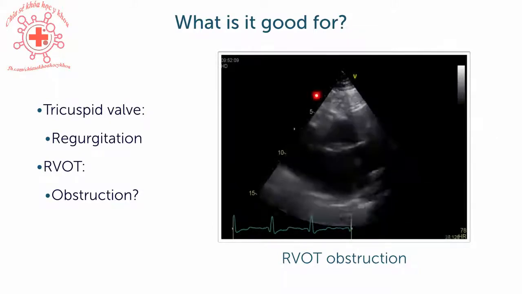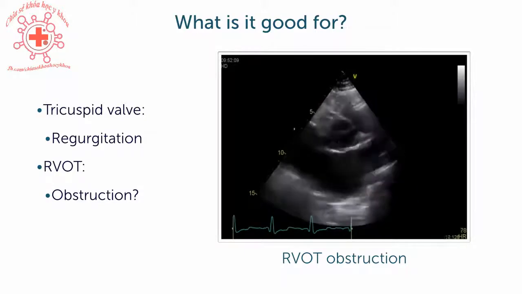It's possible to look at the right ventricular outflow tract. So this is the view that I would use to determine whether or not obstruction is present there. I mentioned already that you have to use modified views of the parasternal short axis view frequently.